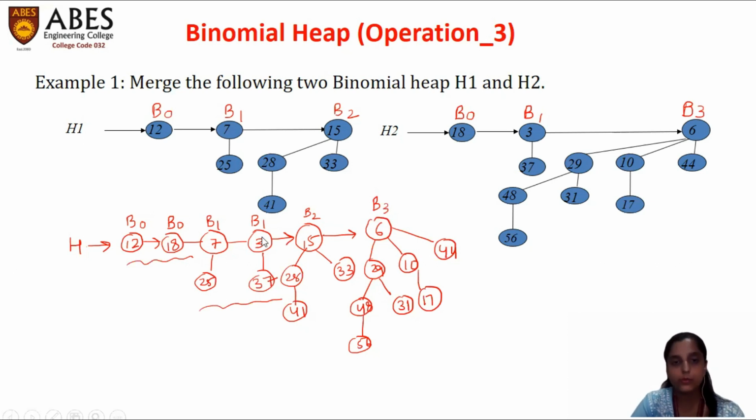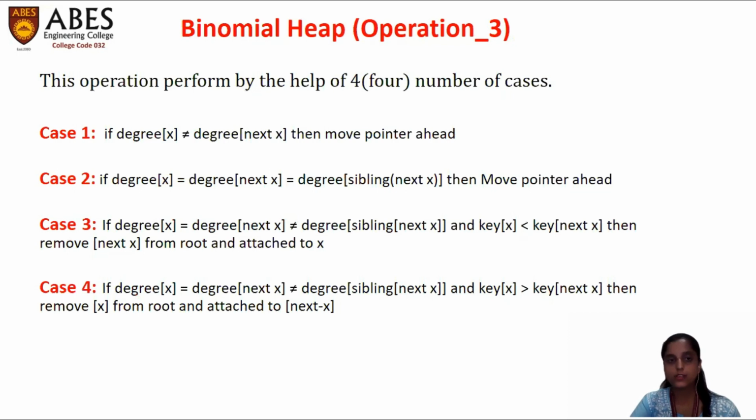For that, we have to understand some cases with the help of which we can resolve these particular violations. So these are the cases. These cases are going to help us make our binomial heap free from all the violations. Okay, so according to case 1, it is saying that if the degree of x is not equal to degree of next x, then move a pointer ahead. What does this line mean? For now, we're going to read these rules, then we'll apply them one by one.